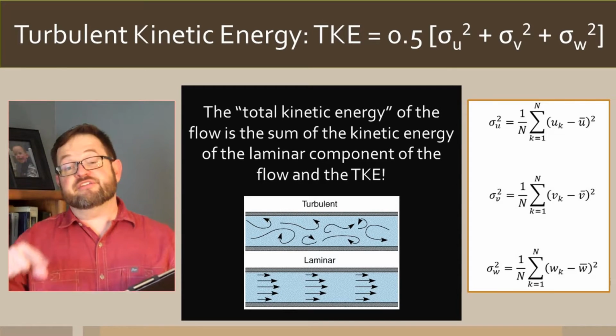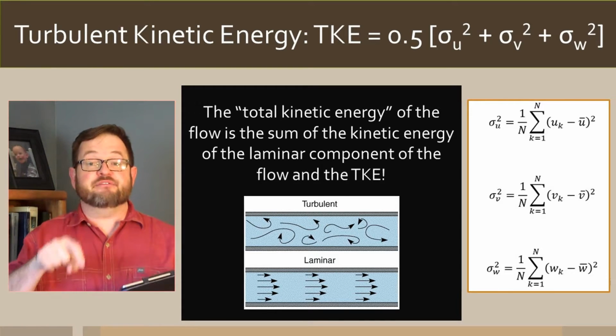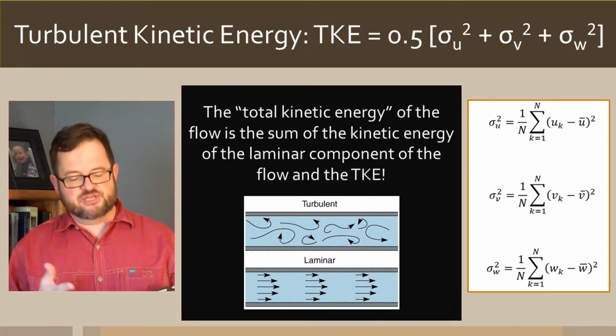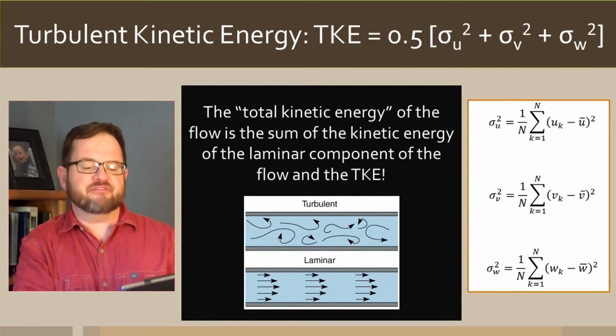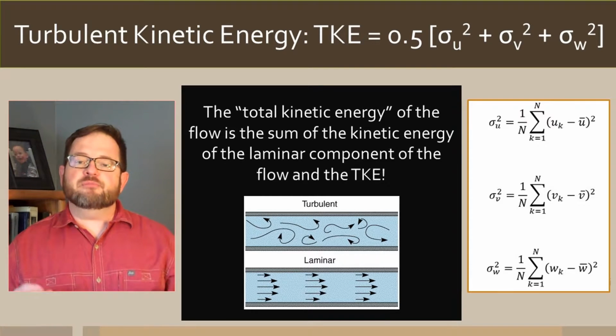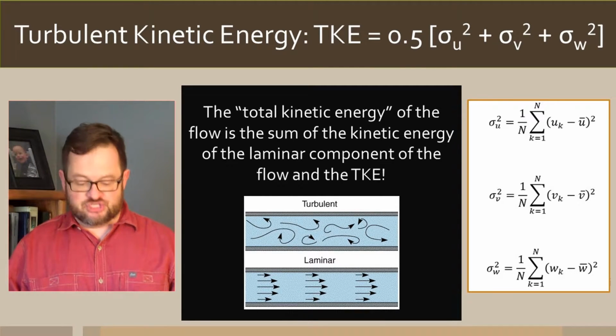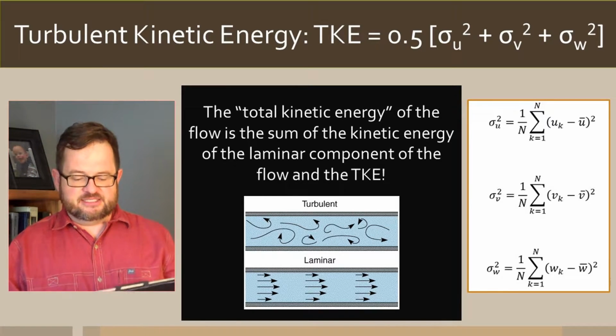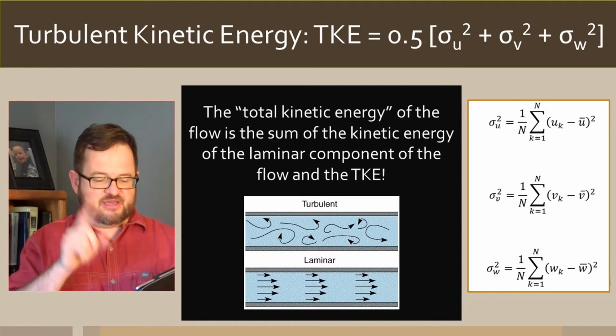For what it's worth, the variance of u and the variance of v and the variance of w add up to an important property. Well, then you divide by 2 or multiply by half. They add up to an important property called the turbulent kinetic energy. TKE, or turbulent kinetic energy, is the sum of those three variance components and then divided by 2.